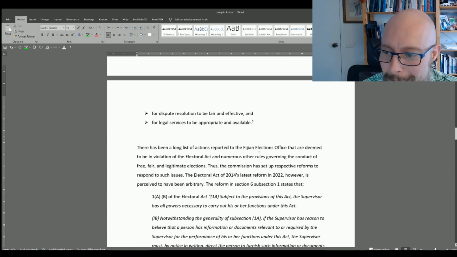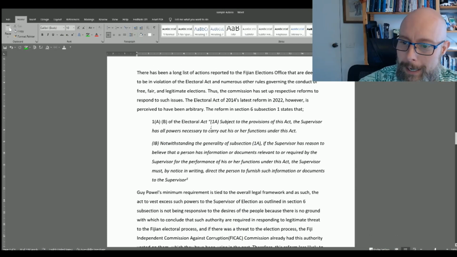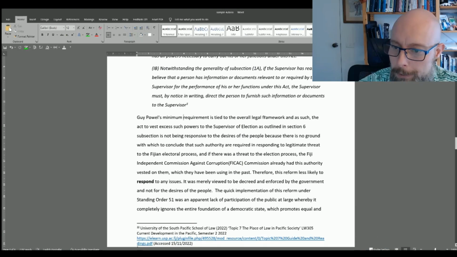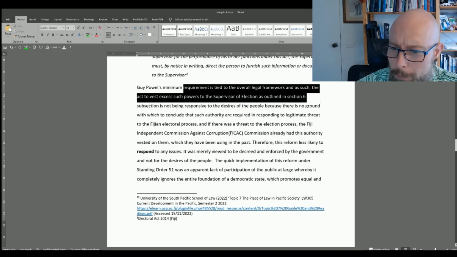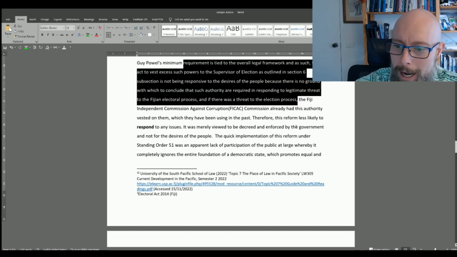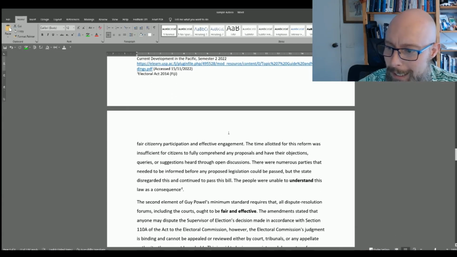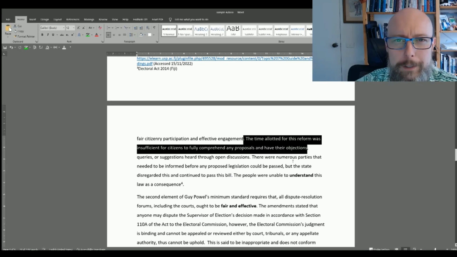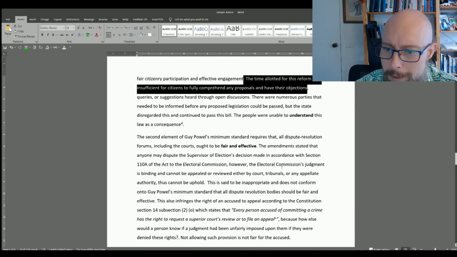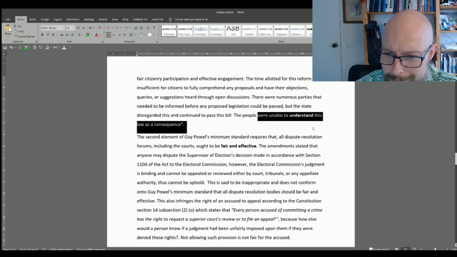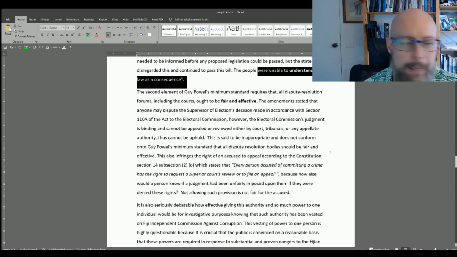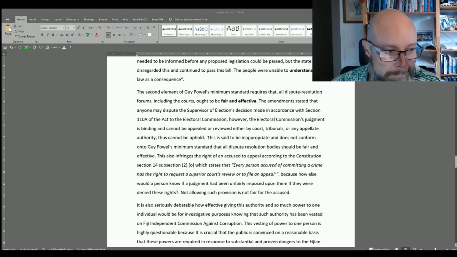Yeah. So, long list of actions, issues. These requirements are tied to the overall frame. This is a very cumbersome way of trying to discuss this. The time allotted for the reform is insufficient. What does that mean? It's not understood? But did people need to understand this Electoral Commission law? I'm struggling to understand what the investigation powers of the Electoral Commission mean in relation to this.